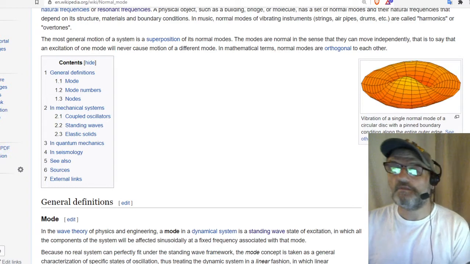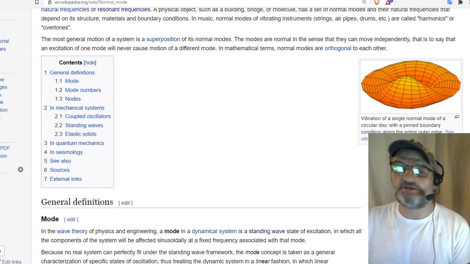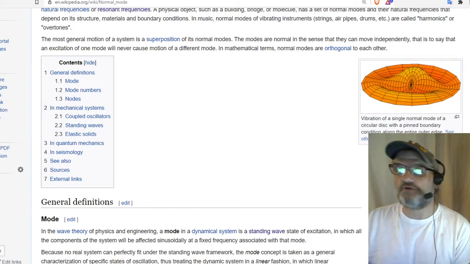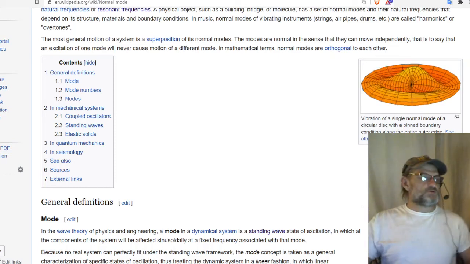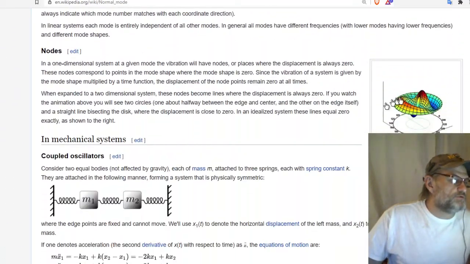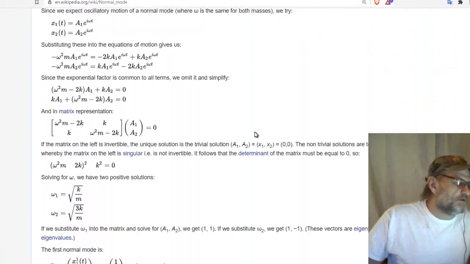Okay? Depending on which coordinate is considered the first and which is considered the second coordinate, it is important to always indicate which mode number matches with each coordinate direction. So when we're talking about a coordinate direction, we're not just talking about that.